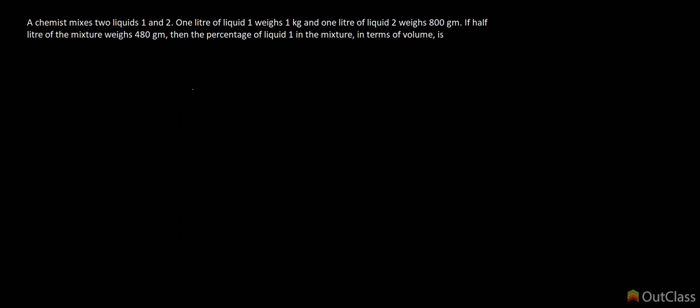So we have a mixtures question here. 1 liter weighs 1 kg for the first liquid, so that's 1000 grams, and the other one weighs 800 grams per liter. The mixture is 480 grams for half a liter.